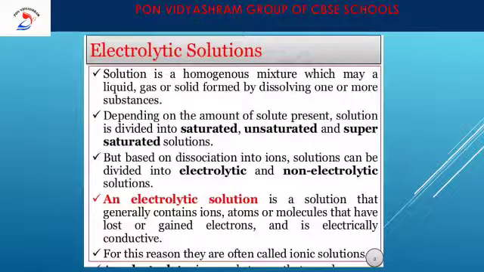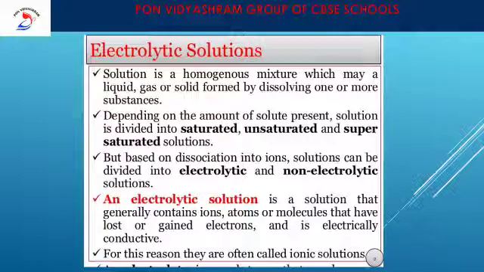The next source of electricity is ion. It is a part of electrolytic solution. About solution, you had a brief discussion in the previous chapter. So, directly let me enter into electrolytic solution. Based on dissociation into ions, solution can be divided into electrolytic and non-electrolytic solution. You know about it. Copper sulfate and zinc sulfate are examples of electrolytic solution.